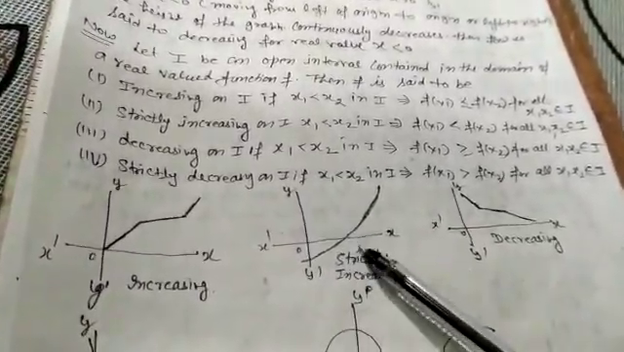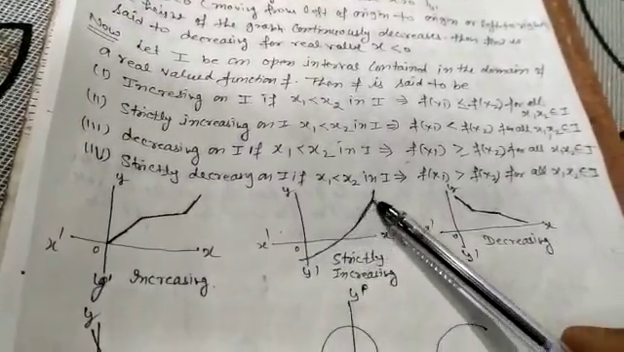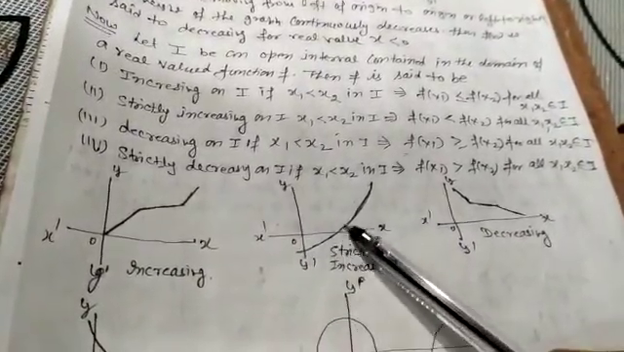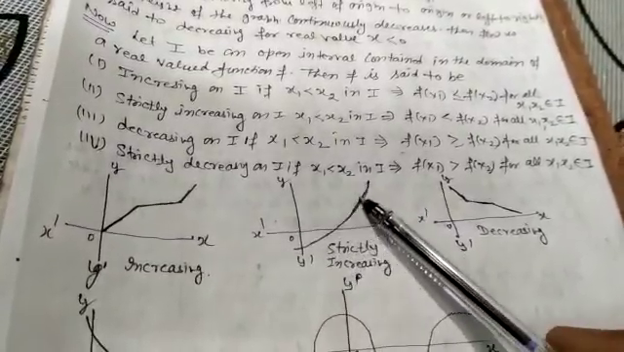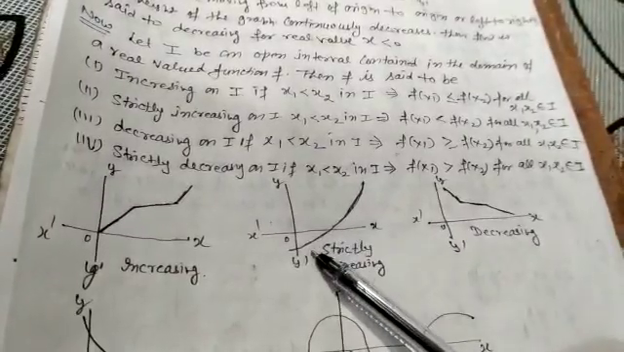But if you see the graph of this function, it is continuously increasing. There is no jerk in the value of f as the value of x increases. When there is no jerk, such a function is called strictly increasing.